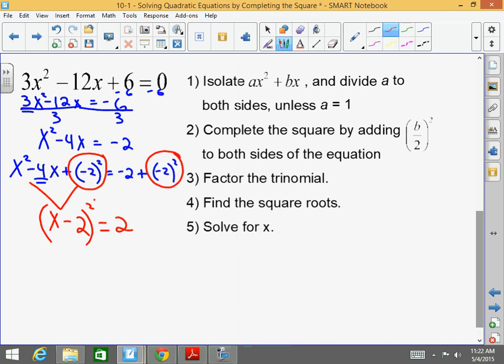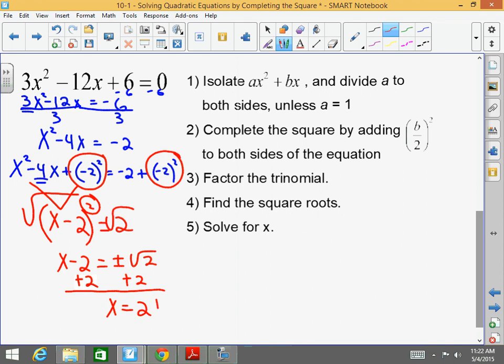How do I get rid of a power of 2? I square root it. So x minus 2 equals plus or minus the square root of 2. Now I've got to solve for x. How do I get x alone here? Add 2 to both sides. So x equals 2 plus or minus the square root of 2.